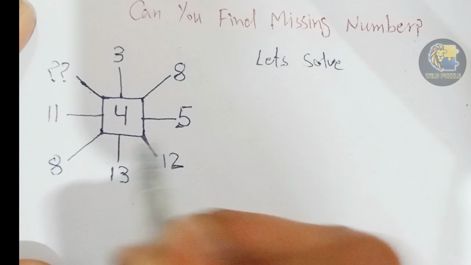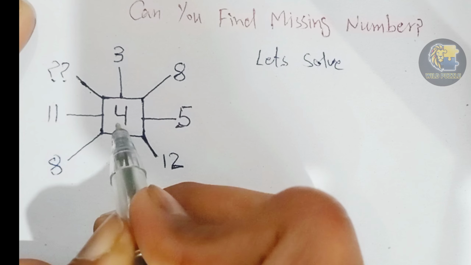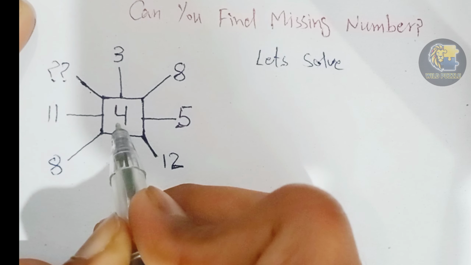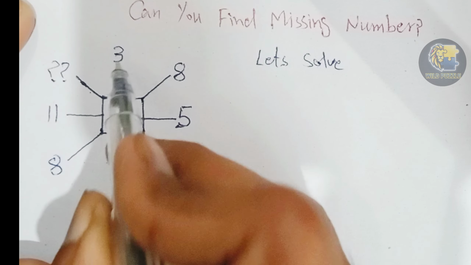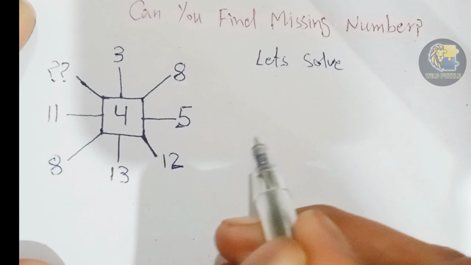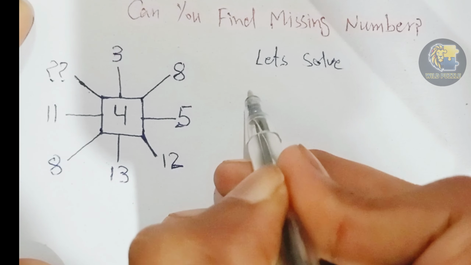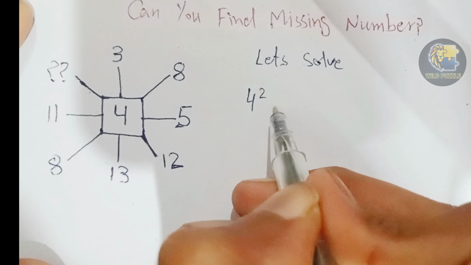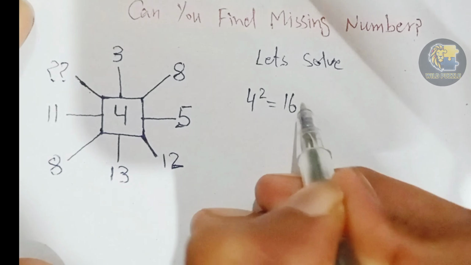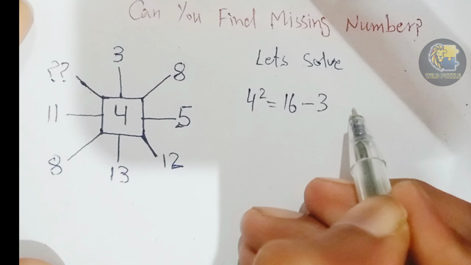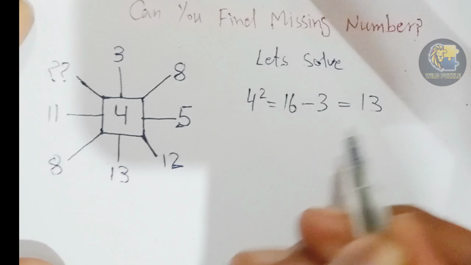Now let's break it down together. The rule is simple. Take the square of the middle number, then subtract the top right number from it to find the opposite number. For example, for the first number, take the square of 4, which is 16, then subtract 3 from it. And we found 13, which is opposite of 3.